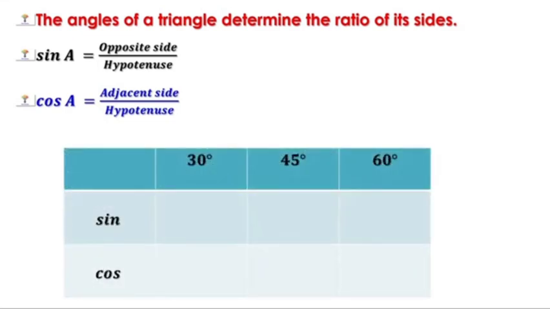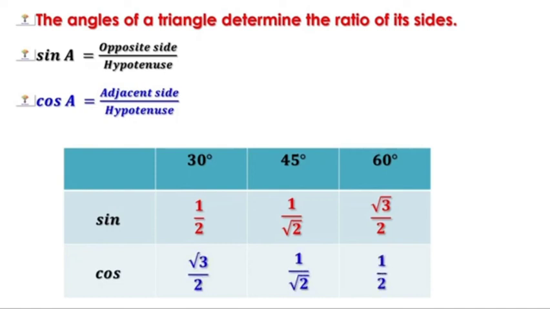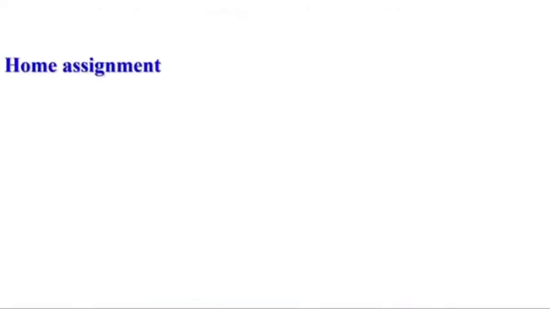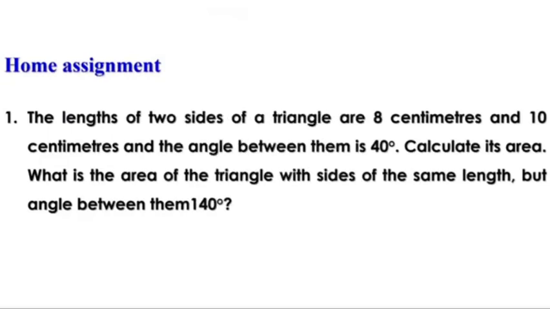Next is sine 30. Sine values of 30, 45, 60 and cos values of 30, 45, 60. Sine 30 is 1 by 2, sine 45 is 1 by root 2 and sine 60 is root 3 by 2. Write it in exactly reverse order for cos. That is cos 30 is root 3 by 2 and cos 45 is 1 by root 2 and cos 60 is 1 by 2. This is your assignment.